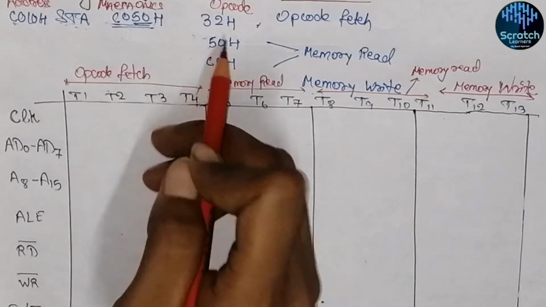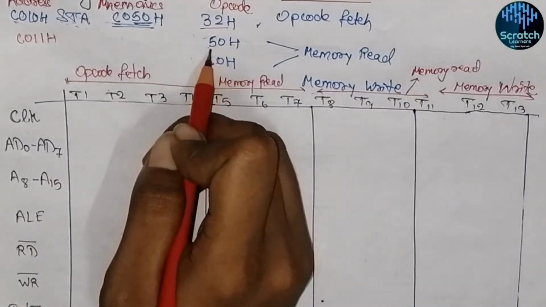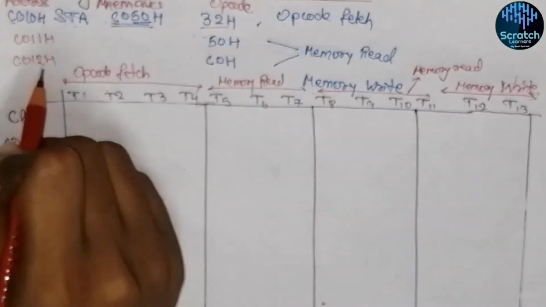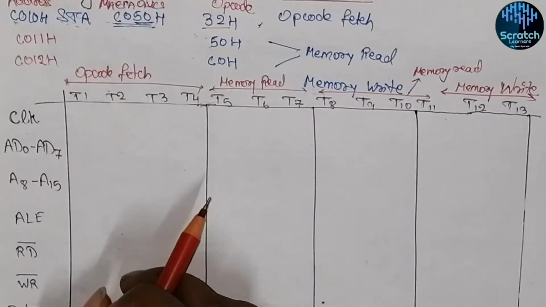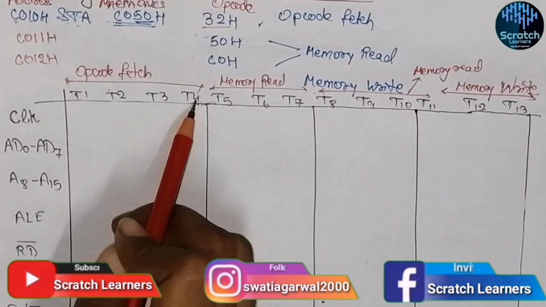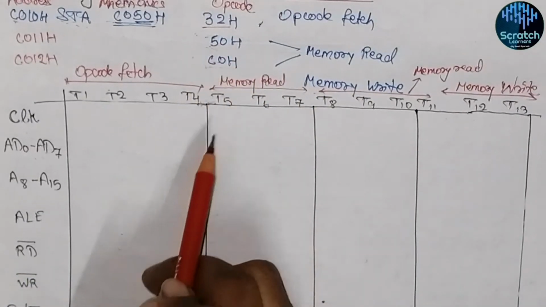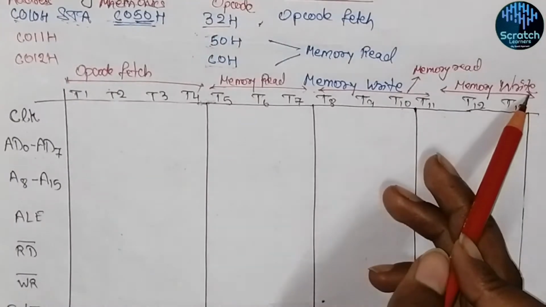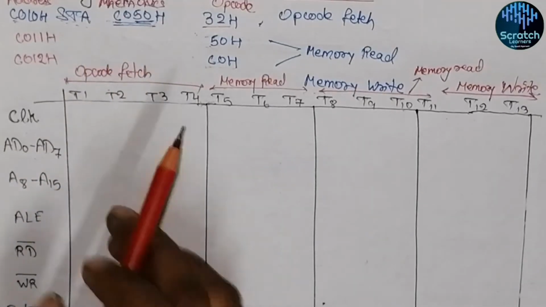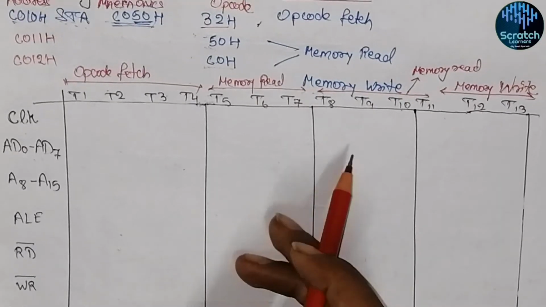At C010 hex we are fetching the opcode. Then in the next location C011 hex, this 50 hex address will be read, and in the next location C012 hex, the C0 hex data will be read. As I have said, it will contain an opcode fetch cycle with 4 T states, then 2 memory read cycles to fetch both the addresses, and the last one is a memory write cycle to write the content of the accumulator into the location. So in total there are 4 plus 3 plus 3 plus 3 T states, that is 13 T states.